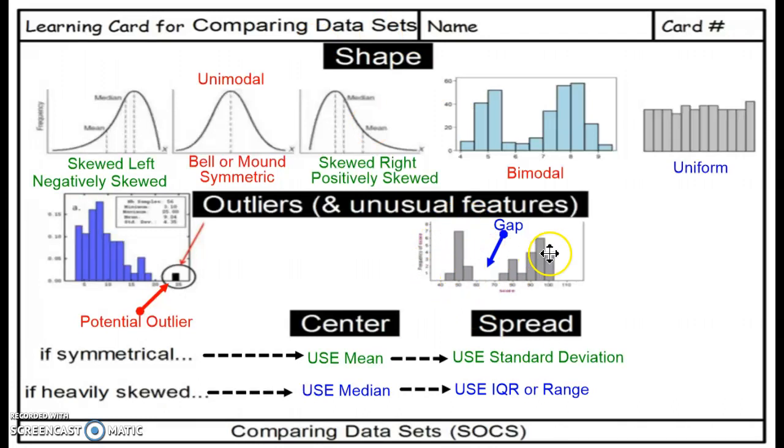So whenever you have a distribution that's bimodal and there's a dip in the middle or a gap in the middle, it should really be treated as two separate distributions, and treating it as one distribution and talking about the mean or the median could be a little bit misleading. So hopefully this helps give you an idea of how to use SOCS, shape, center, spread, and unusual features to help describe and compare data sets. Have fun in your stats class.